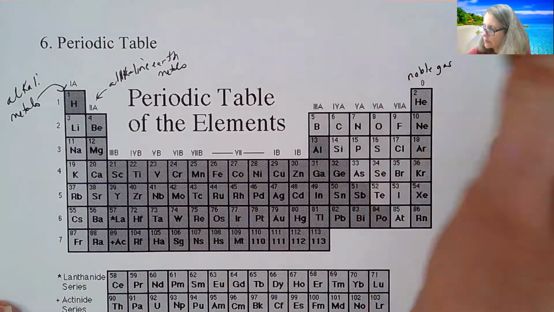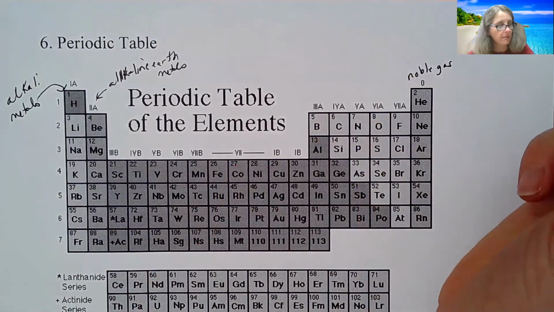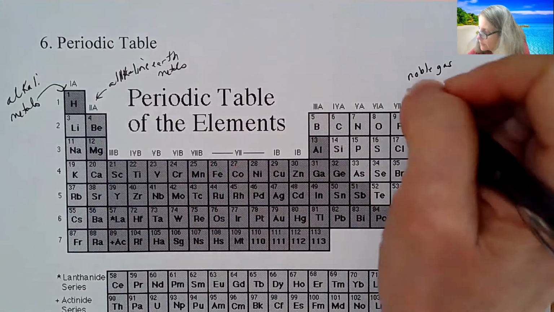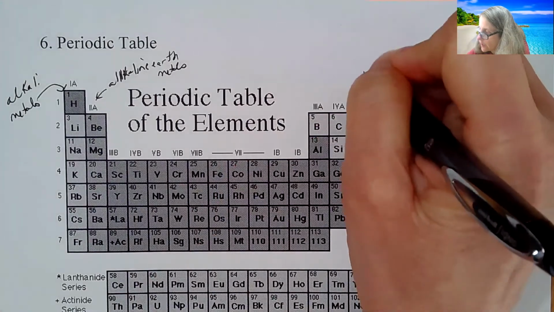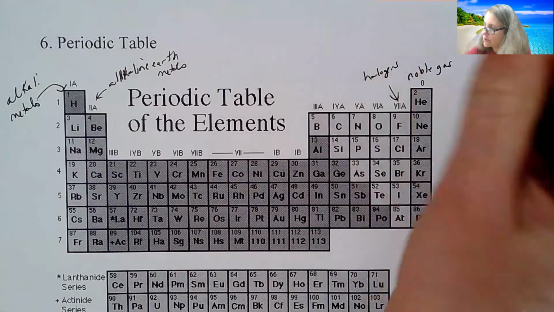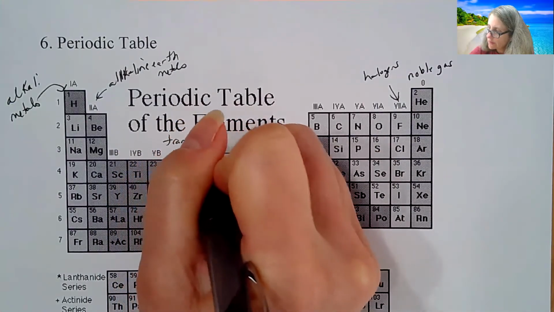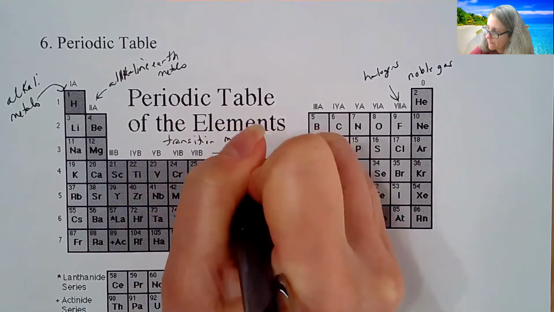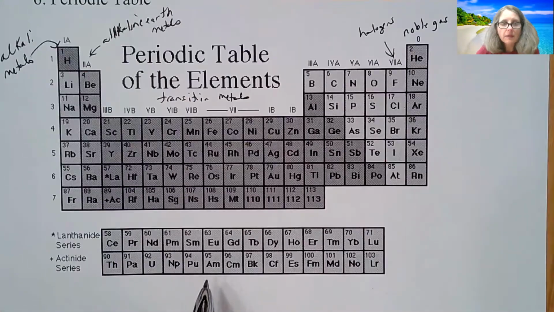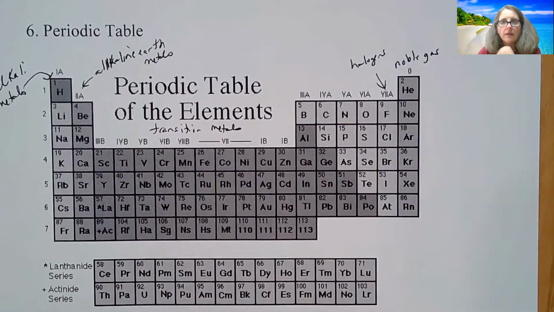They used to be called inert because they used to think that they did not make anything or make any compounds. Halogens are the next door neighbor to the noble gases. And then the middle group here is called the transition metals. You will see on the bottom, they already labeled those two, the lanthanide and actinide series. Again, we don't deal too much with that.